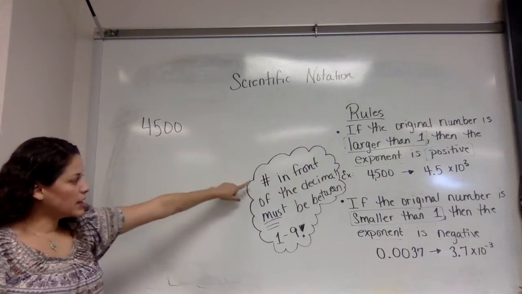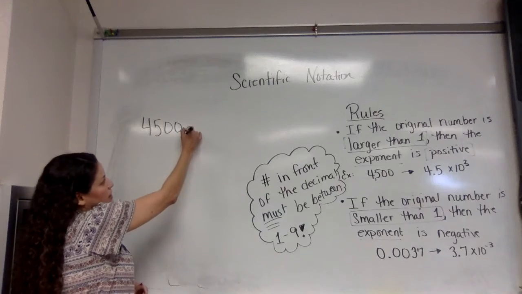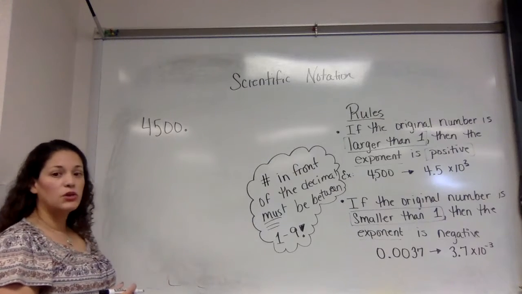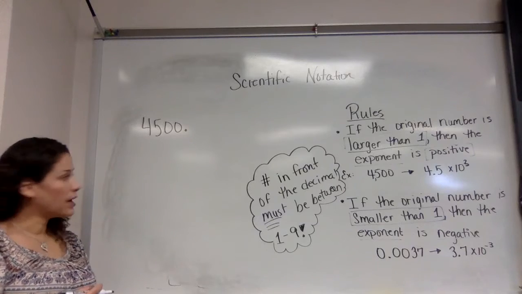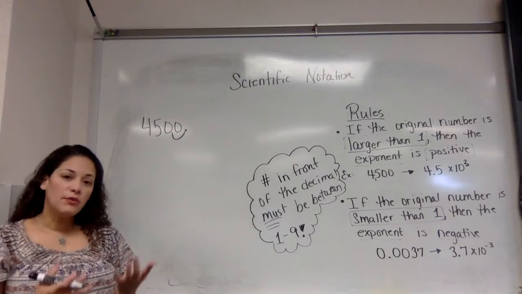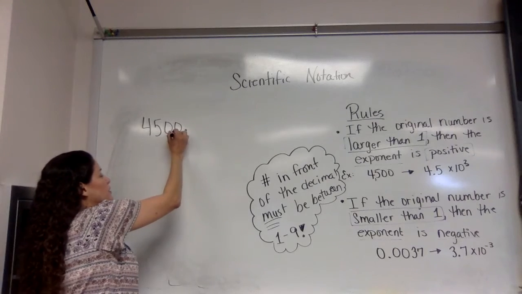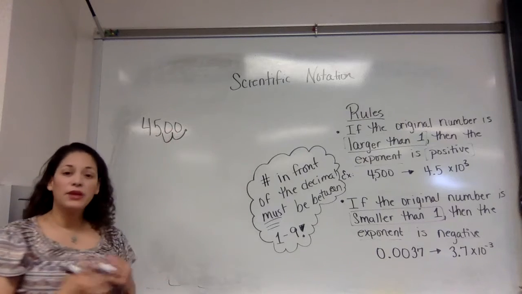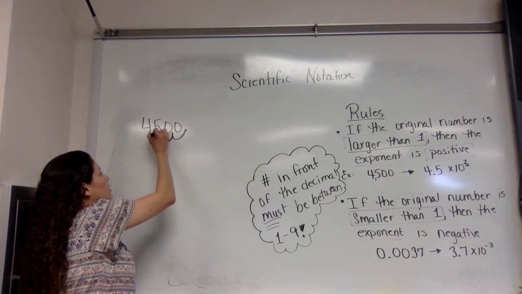Now I look for the next one. Is the number in front of the decimal between 1 and 9? Well, if I don't see a decimal, I assume it's at the end. So right now I'm looking at 4,500, and that's not between 1 and 9. So I have to move my decimal. That's one jump. Now I'm looking at 450. That's still not between 1 and 9, so I'm gonna do another jump. So now I'm looking at 45, still not between 1 and 9, one more jump.